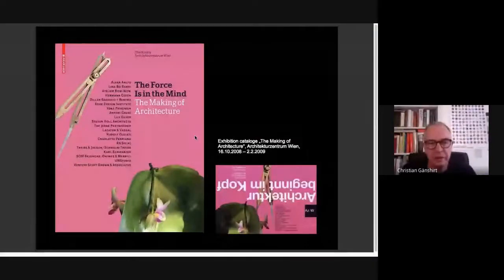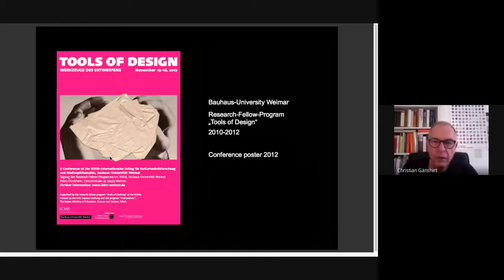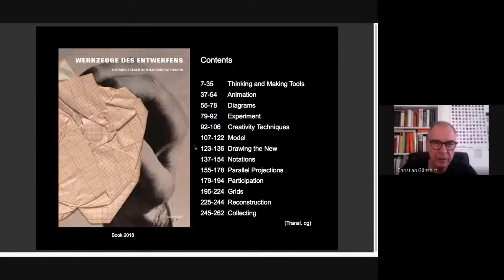The findings of this exhibition are also published as a catalog. You can find it maybe in your library. It's very interesting to see all these architects acting and using so different things. So also the Bauhaus University in Weimar started a research fellow program on design tools, running for 2 years with about 7 researchers and creating a book and a conference on their understanding of which the most important design tools are.